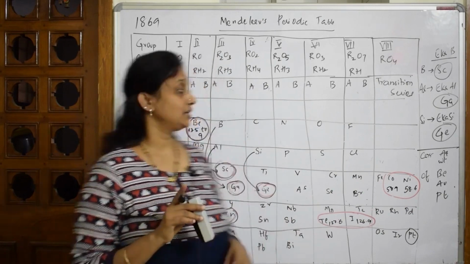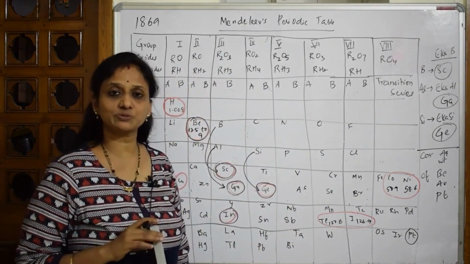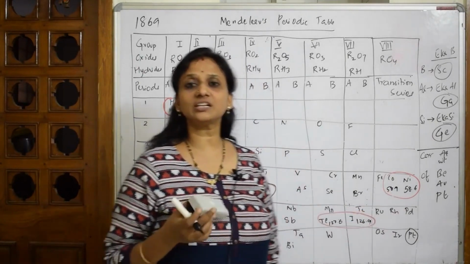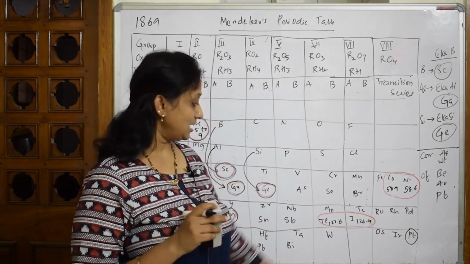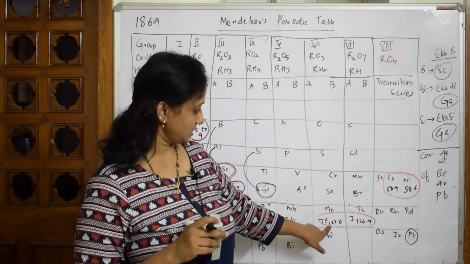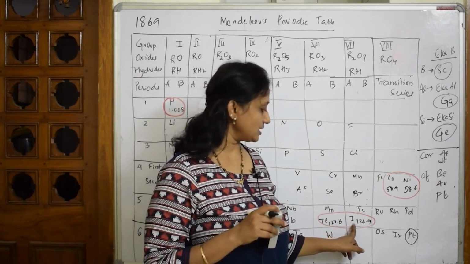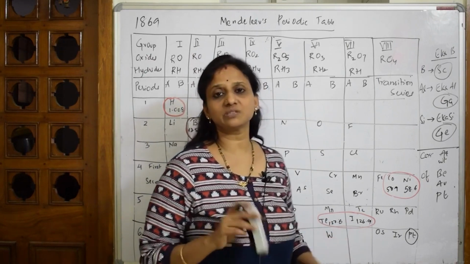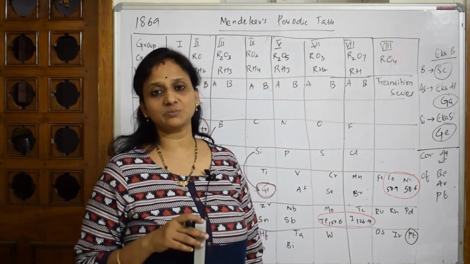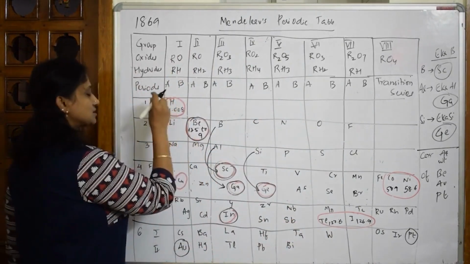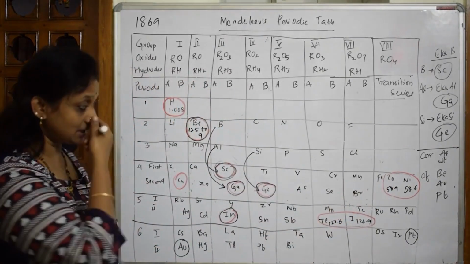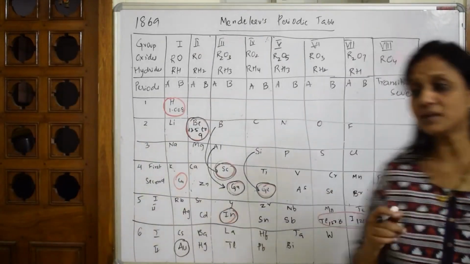That's the second demerit. First demerit is position of isotopes was not given. Second, here in cobalt and nickel, they were not arranged according to the increasing atomic weight. Let's see one more. See here, tellurium. Tellurium is 127.6 and iodine is 126.9. Here also there was a mismatch. He could not place the elements here also according to the increasing atomic mass. So first demerit is this one. Second demerit is this.